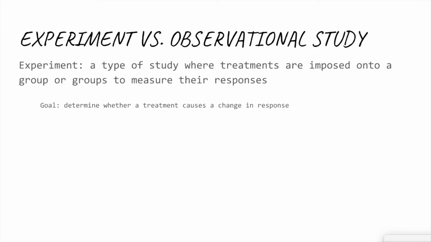An experiment is a type of study where treatments are imposed onto a group or groups. Typically, a good experiment controls all variables other than the one being studied to reduce confounding and randomly assigns subjects to treatment groups. The primary goal of an experiment is to determine whether the treatment that is being imposed causes a change in the response.